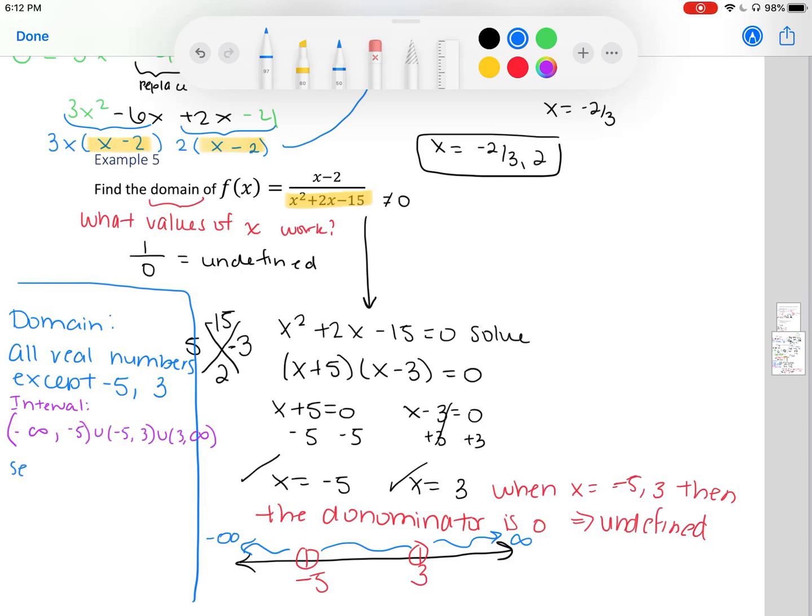Set builder notation: we have x such that, and then we have to write our argument. Well, actually, when you work on your next class, you'll see mostly interval, and I think you'll see interval in your homework, so we're okay with interval.